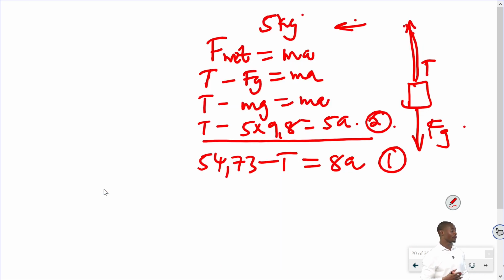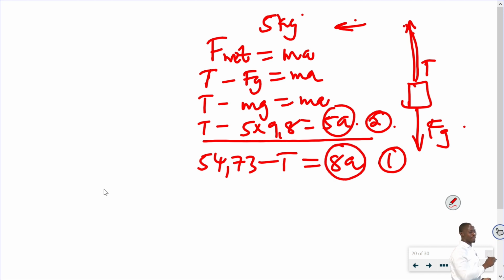For tension, we need to eliminate a. So how can we eliminate a? You can see that here I'm having 5, and here I'm having 8. So for me to eliminate this, I cannot say this minus that. What I need to do is make sure that the acceleration is equal in both equations. How am I going to do that?